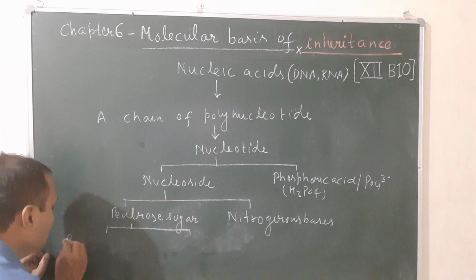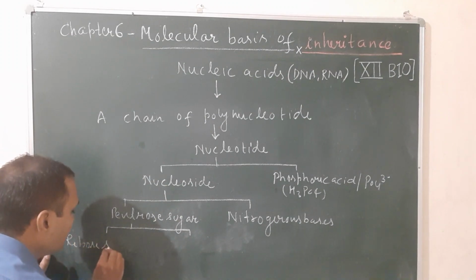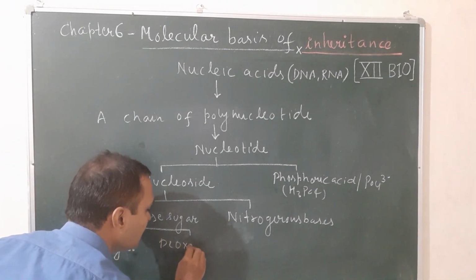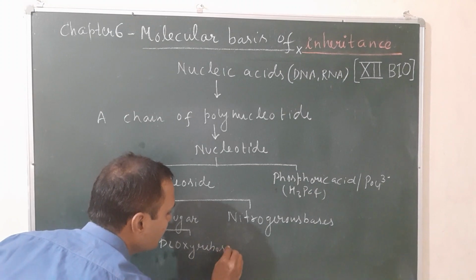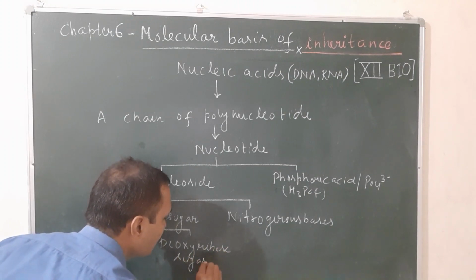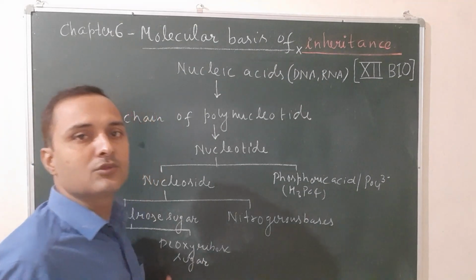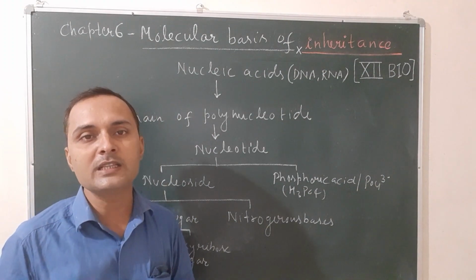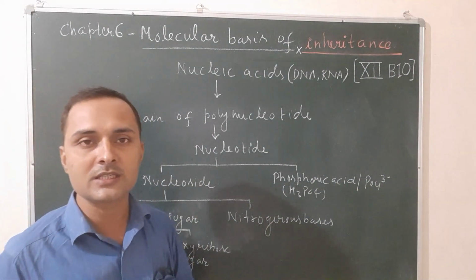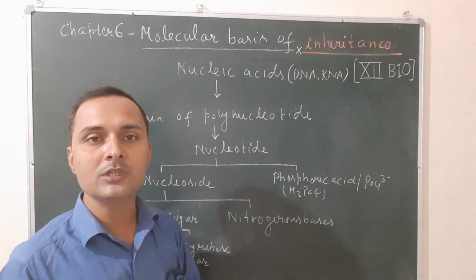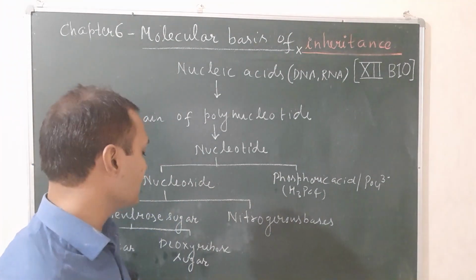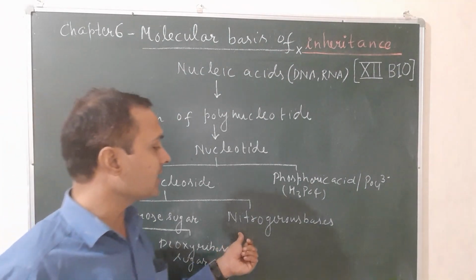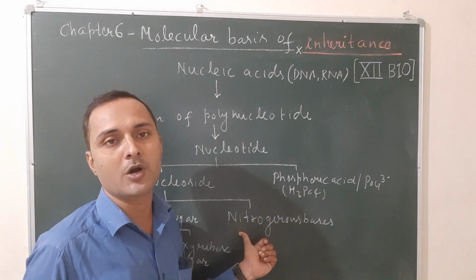The first one is known as ribose sugar, and the second one is known as deoxyribose sugar. On the basis of the type of sugar, there are two types of nucleic acid, DNA and RNA. When the sugar is ribose sugar, then the nucleic acid is RNA, that is ribonucleic acid. And when the sugar is deoxyribose, then the nucleic acid will be deoxyribonucleic acid, that is DNA.